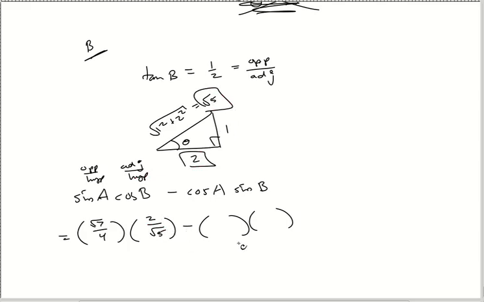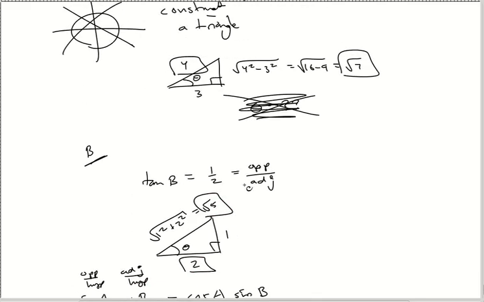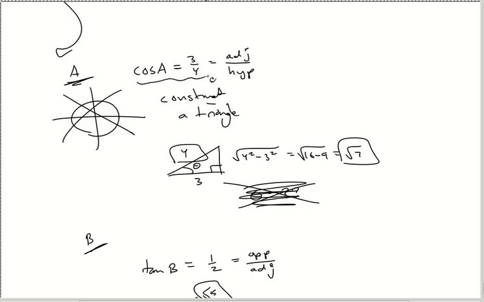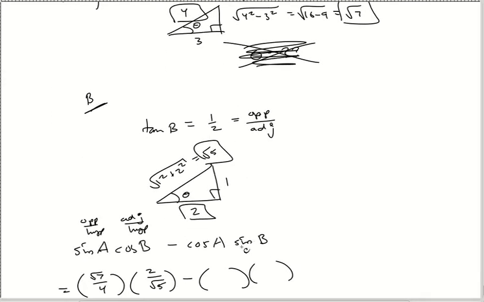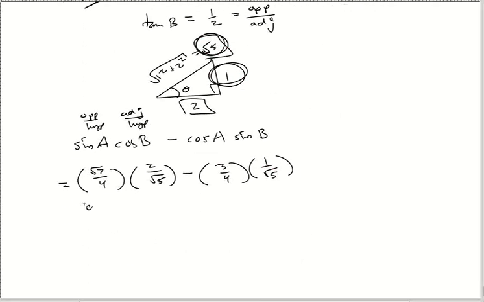I'm literally just plugging it in. Cosine of A? Well, it's kind of funny because we already have that, straight up. So I'm just going to say 3/4. Again, you could do the same thing as last time. And then sine of B is going to be opposite over hypotenuse, 1 over the square root of 5. Okay. This should be good enough to type into WebAssign.